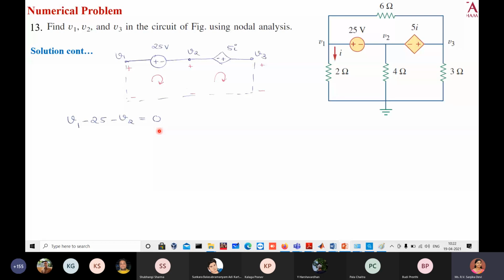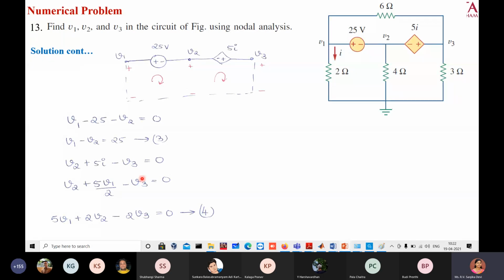Because we require actually two more equations to solve. Okay. Similarly, if we consider the second loop, we get it as V2 plus 5I minus V3 is equal to 0. And I, we have already seen I is equal to V1 divided by 2. Okay. So replacing I with V1 by 2, we will get the next equation. So now we have 3 equations and 3 unknowns. So by solving equation number 2, 3 and 4, we will be able to get V1, V2 and V3.